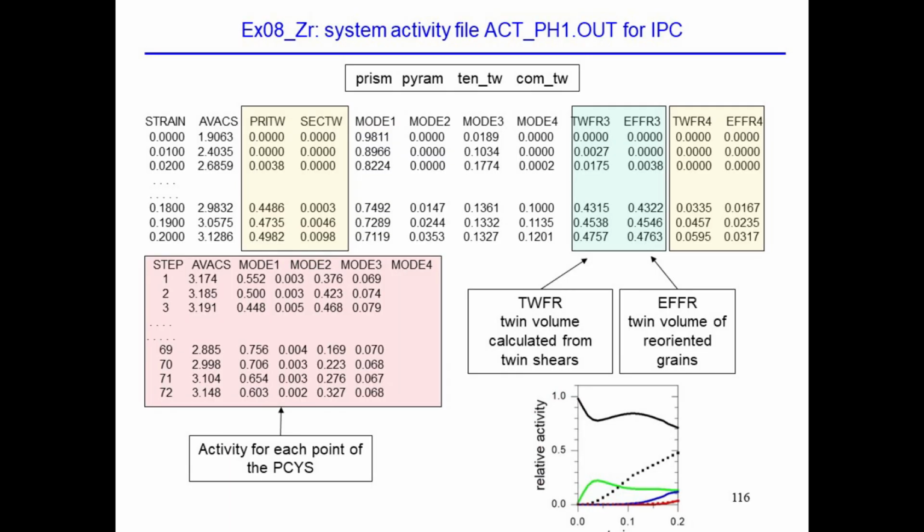For example, you can see here that mode 1, which is the prismatic, tends to be very active always, because it's the softest mode. But the tensile twins show a large variation here. The tensile twins go 0.37, 0.42, 0.16, 0.22. So this is also a very important piece of information to see how your material is accommodating strain.